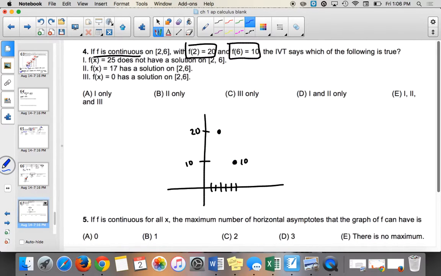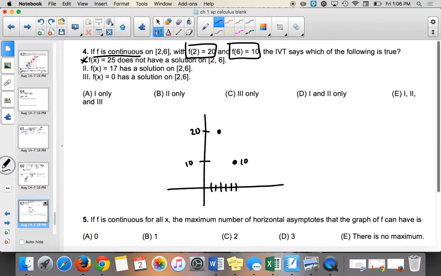So looking at these problems, number 1 says f of x is equal to 25 does not have a solution. We don't know necessarily that it doesn't have a solution. Do you guys remember the one that I just drew like this, where I said it could go up and then go back down? That could have a solution, right? We don't know what it does. So we don't know that it doesn't. It could not. So 1's out.